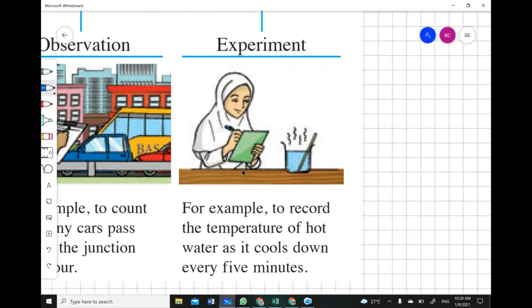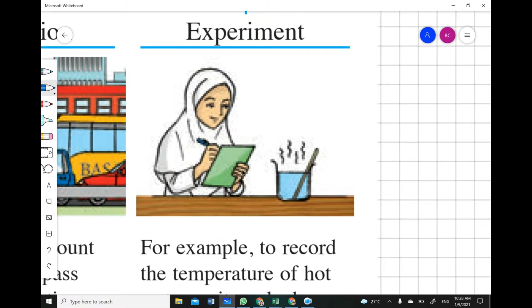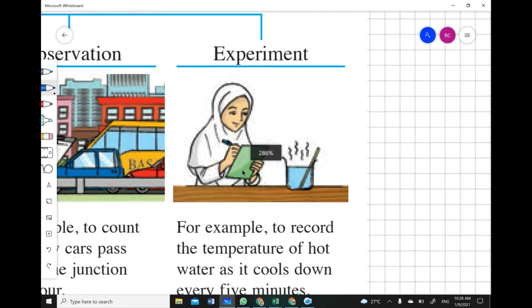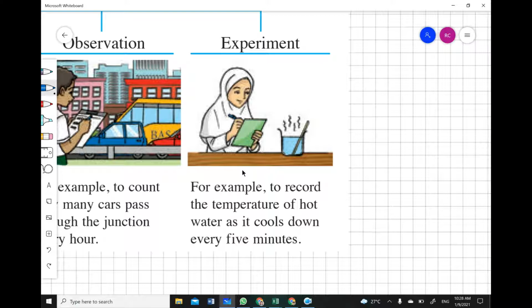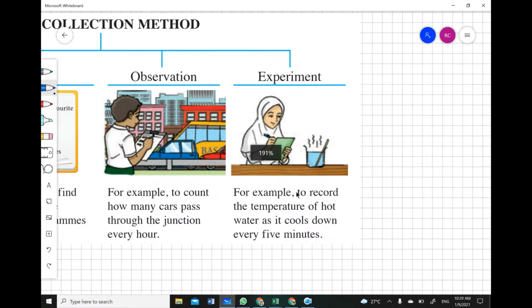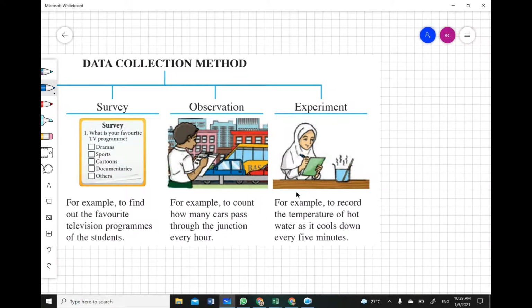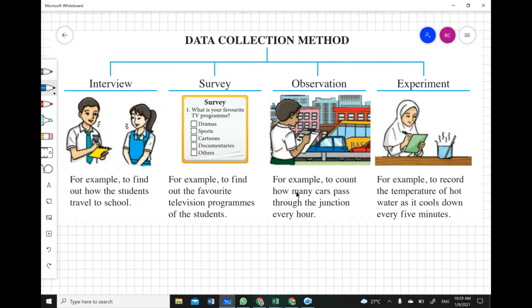Okay. And last one, this one you always do during your science. Experiment. So you also do experiments to record the temperature of the hot water as it cools down every 5 minutes. So that is one of the ways of recording data or data collection method. So remember these 4 data collection methods. First, interview, survey, observation, and the last one, experiment.